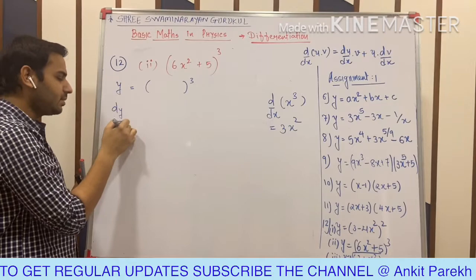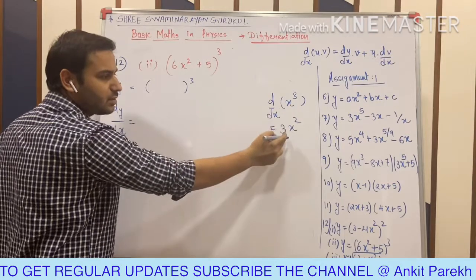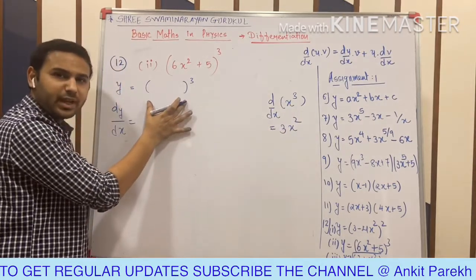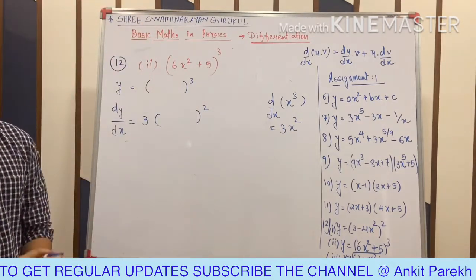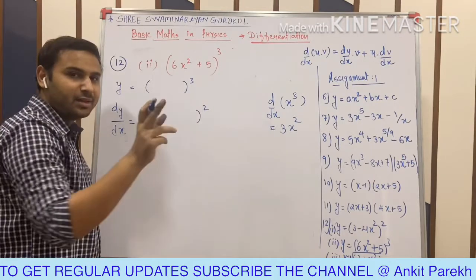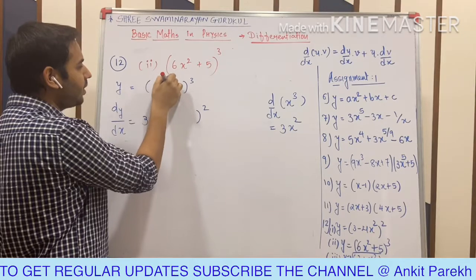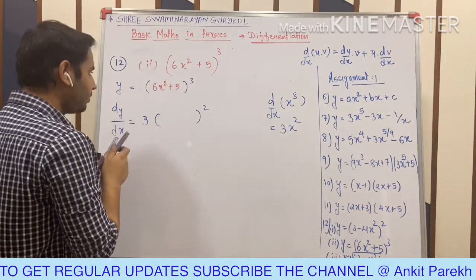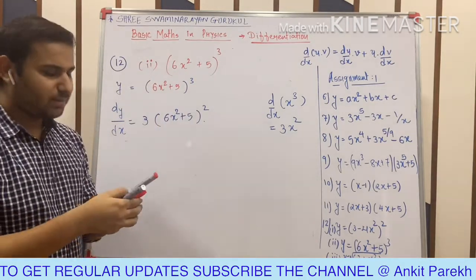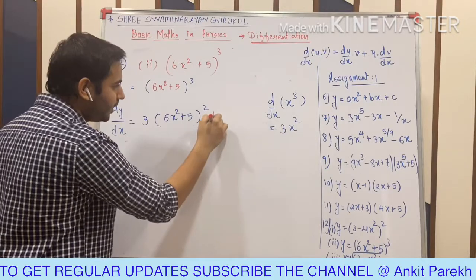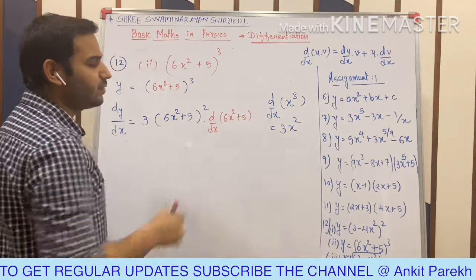Now y is equal to this cube. Dy by dx: instead of x cube, bracket cube is there. Differentiation of x cube is 3x square. Differentiation of bracket cube is 3 bracket square. Okay, this is the complete differentiation of the bracket. But according to chain rule, jump into the bracket, 6x square plus 5. Differentiation of this is still remaining, my friend. D by dx of 6x square plus 5.